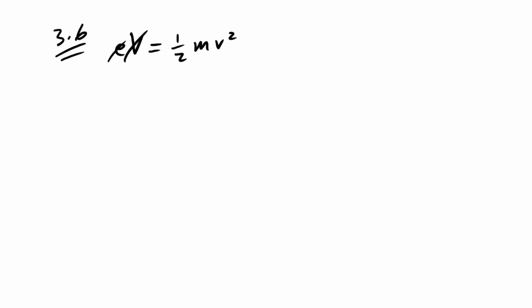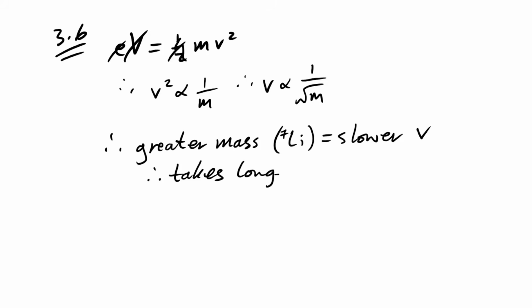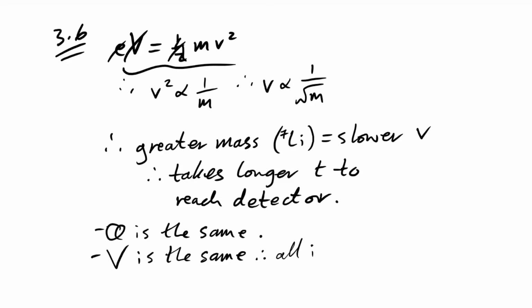And so therefore, if we're thinking about proportionality and relationship, forget about the half as well, moving mass to the other side, or v squared to the other side, doesn't matter, but let's go with v squared. v squared is inversely proportional to the mass. So I guess we could say that v is proportional to 1 over root m, or m to the minus a half. Therefore, greater mass, that's going to be the lithium-7, equals slower speed, therefore takes longer time to reach the detector. I guess we should probably be explicit with regards to our working above. So we can say charge is the same, V is the same, therefore all ions have the same kinetic energy. So then we go from there.